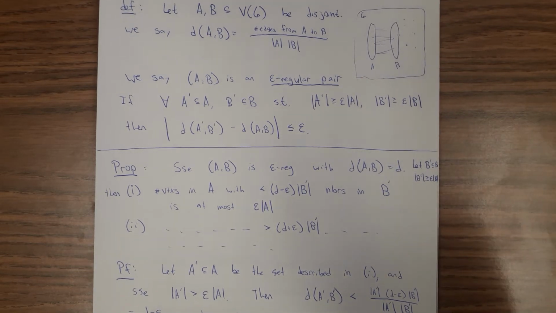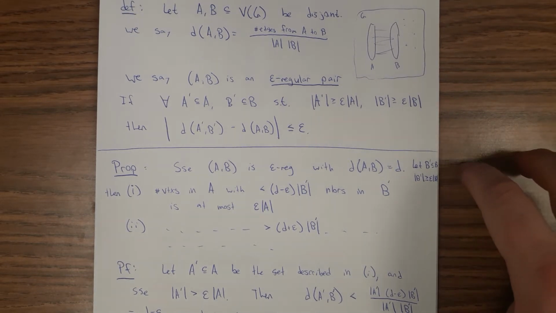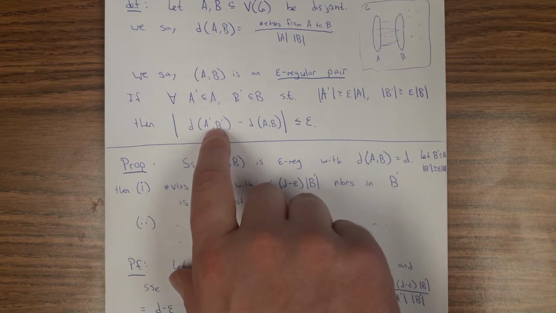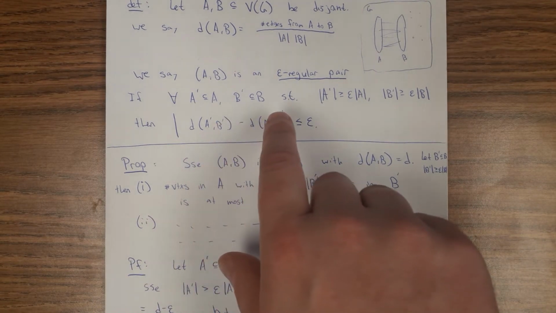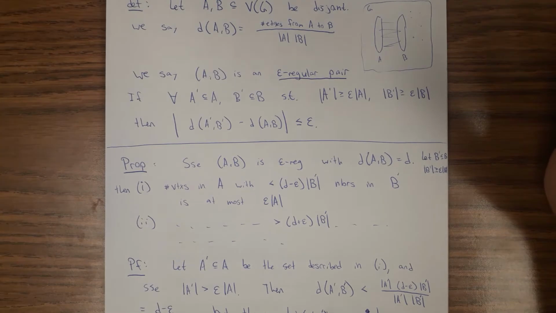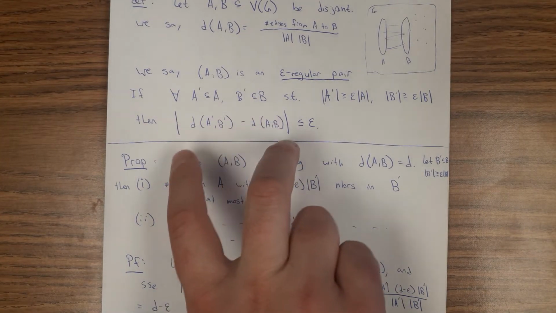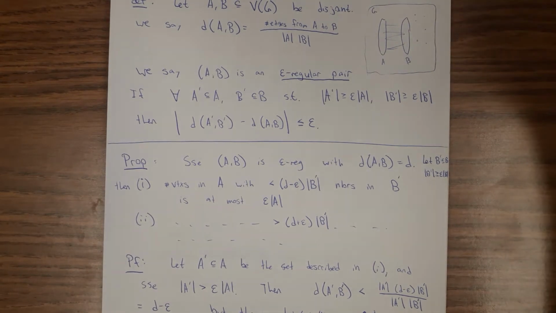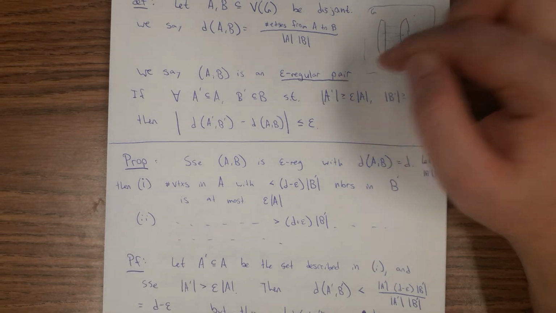And whenever that's the case, we have that the density between A prime and B prime is close to the density between A and B. In other words, if I take the difference between these two densities, that difference is less than or equal to epsilon. So yeah, that's what an epsilon regular pair is.